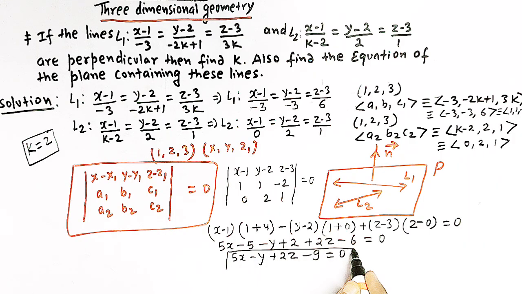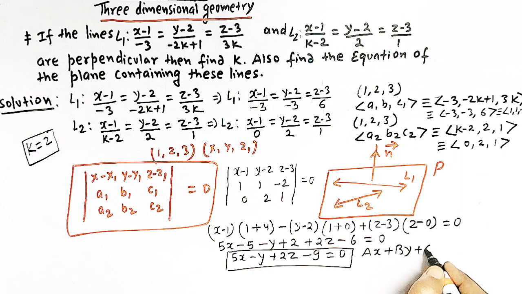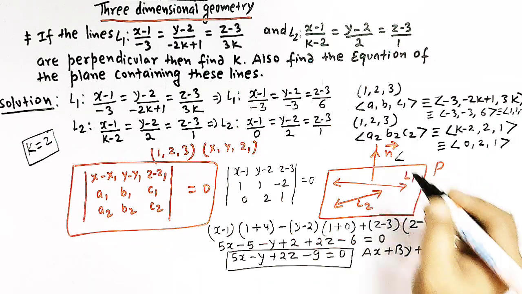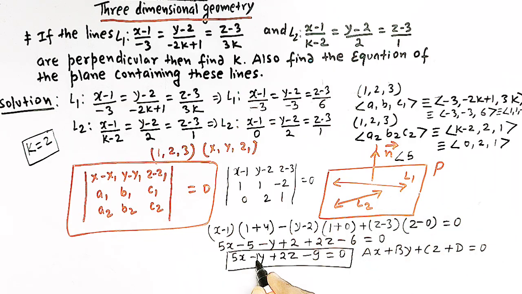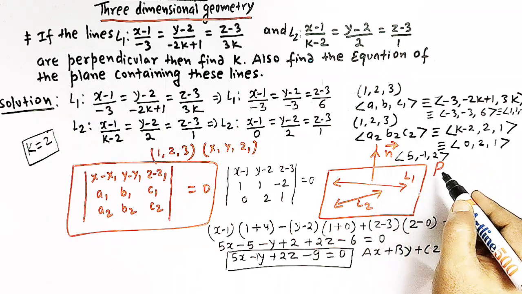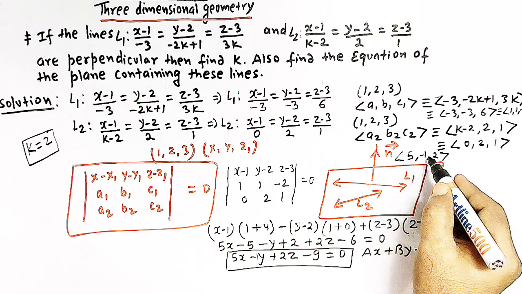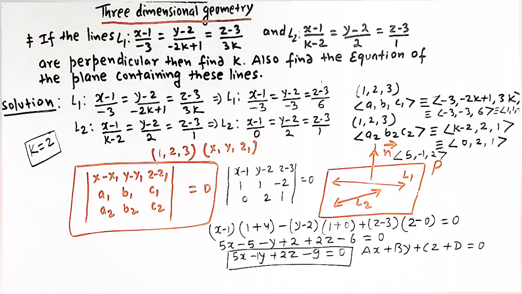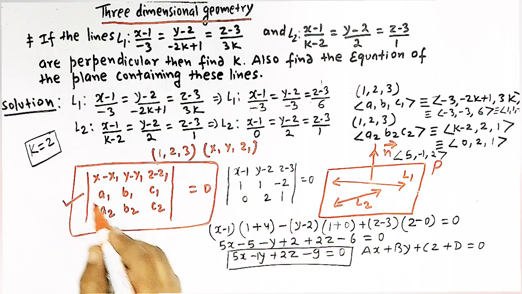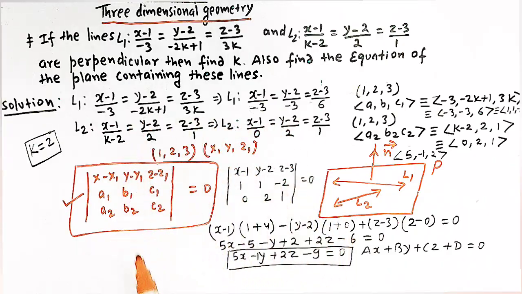So this is the required equation of the plane P in the form ax plus by plus cz plus d is equal to 0, and the coefficients of x, y, and z give us the direction ratios of the normal vector to this plane P. So the direction ratios of the normal vector are given by 5, minus 1, and 2, right? So the direction ratios of the normal vector to this plane P are given by 5 comma minus 1 comma 2. So viewers, this is how by using this equation we can easily find out the equation of the plane containing the two lines L1 and L2.